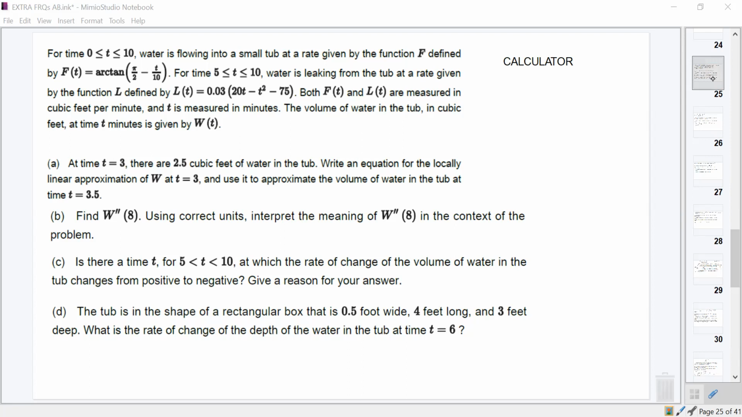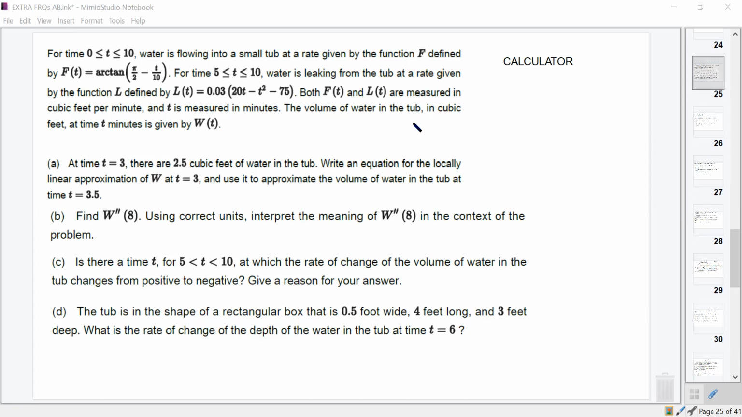First thing is we are writing an equation for the linear approximation of W at T equals 3. So W is the volume of the water in the tub. And so if we are looking for W of 3, we know that there's 2.5, sorry. Yeah, okay, so we're writing the approximation of W at T equals 3. Sorry, I should have read it while we were going through this.